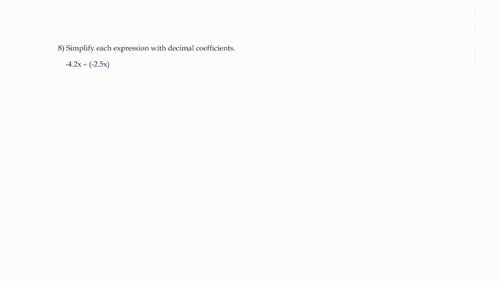Question 8. It requires rewriting your equation. 4.2x minus is plus 2.5x. So 42 and 25. Minus 42 and 25. Larger minus smaller. 42 minus 25 would be 17. So we are going to put a decimal here, and that's x, and the sign of the larger number, which is negative.